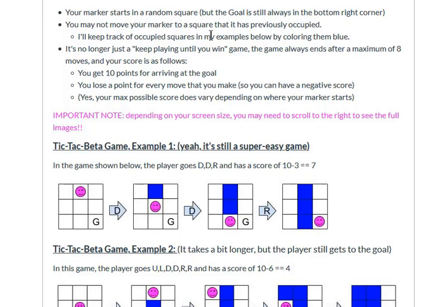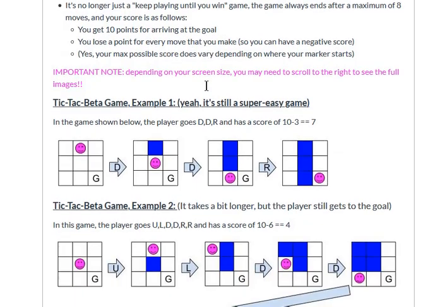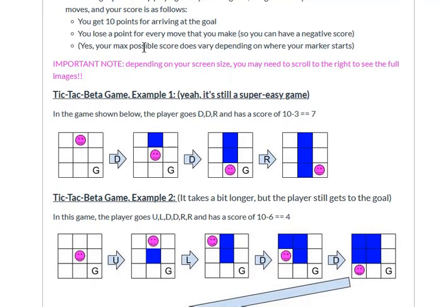I'll keep track of occupied squares in my example below by coloring them blue. It's no longer just keep playing until you win. The game always ends after a maximum of 8 moves, and your score is as follows. You get 10 points if you get to the goal. You lose a point for every move that you make, so you can have a negative score. And yes, your max possible score does vary depending on where your marker starts.